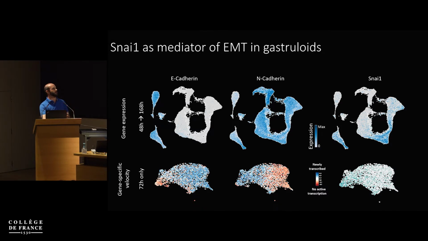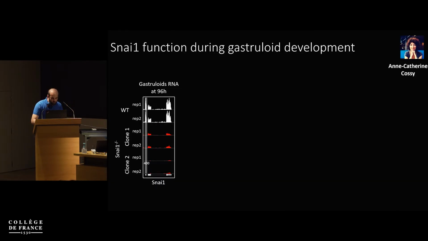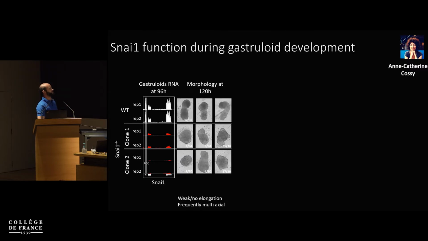We removed Snail to remove the repressor of E-cadherin. What is shown here is that we removed the first exon of Snail1, and when we grew gastruloids out of ES cells missing Snail1 expression, we could see very variable phenotypes. The most frequent one was multiple weak elongation. Sometimes they were semi-properly formed or polarized, and sometimes the elongation was extremely weak or they remained ovoid.